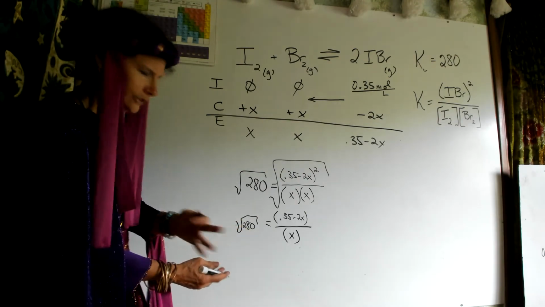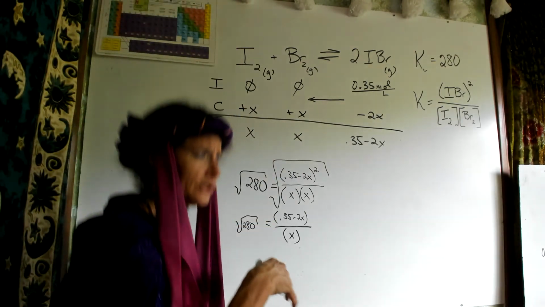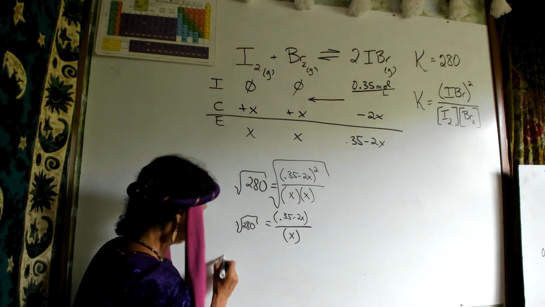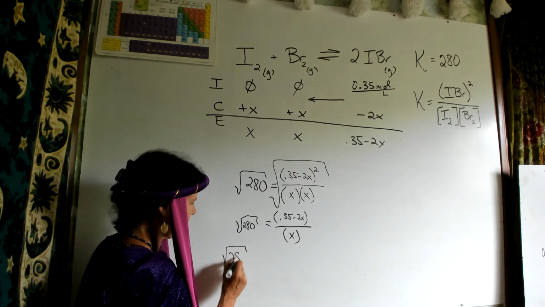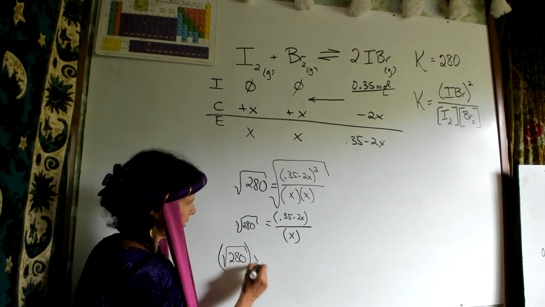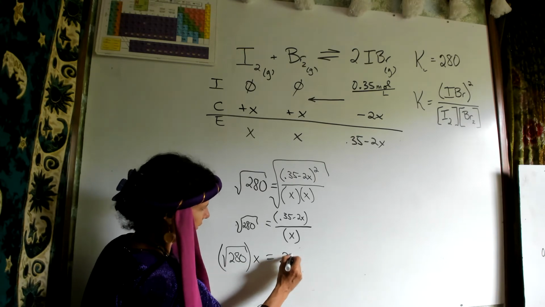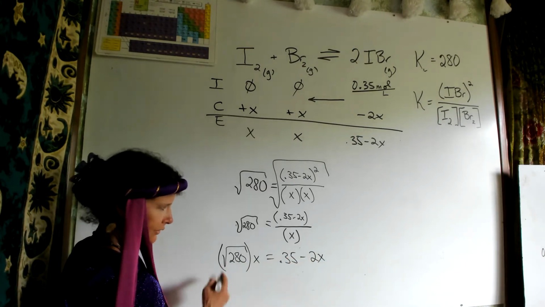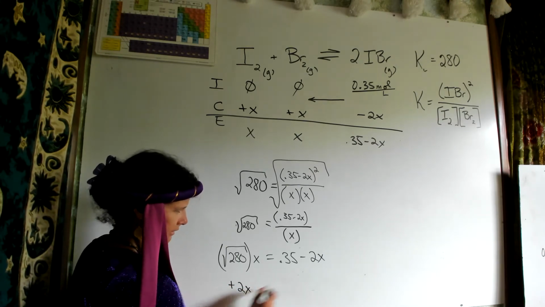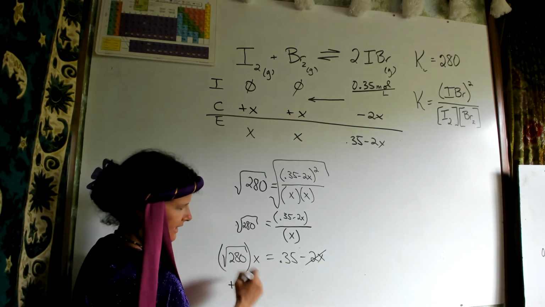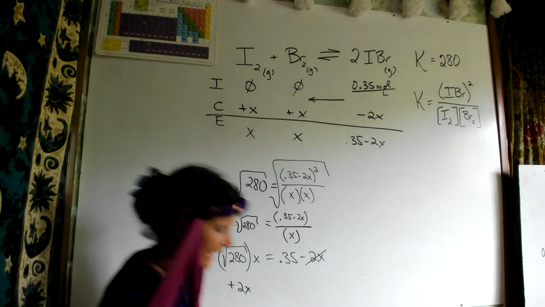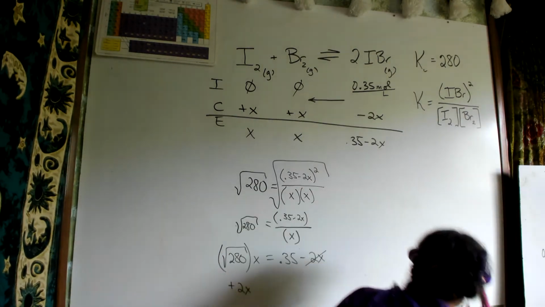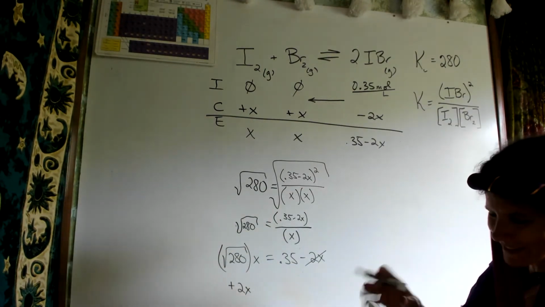And you rearrange. So as you know how to do this, just solve. Those of you who don't, whatever the square root of 280 is, this number times x will equal 0.35 minus your 2x, right? And you move your 2x over here by adding. And then what this equals, solve for x. And I gave you an answer. So I'm not going to spend the time.